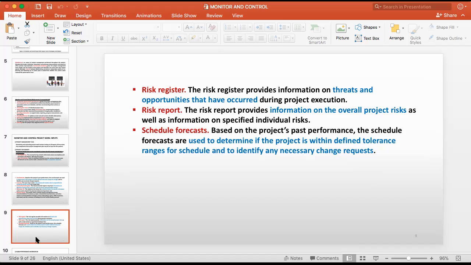The schedule forecast. Based on the project's past performance, the schedule forecasts are used to determine if the project is within the defined tolerance range for schedule. So schedule forecast is also like that. That is also based on past performance. You will identify that this excavation work will be completed by this date because we have the experience of doing this in previous projects. So that is a forecast.